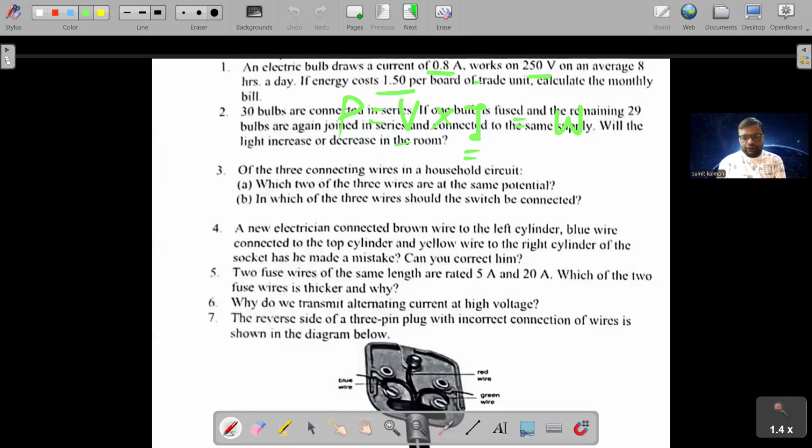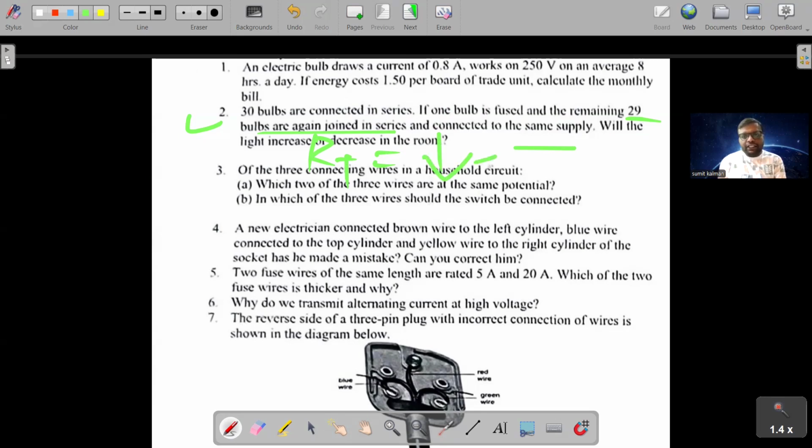Now next. Next, students, they are asking: 30 bulbs are connected in series. If one bulb is fused and the remaining 29 bulbs are again joined in series and connected to the same supply, will the light increase or decrease in the room? So here friends, voltage is the same. One bulb is fused and 29 bulbs are connected again in series, so total resistance will decrease.